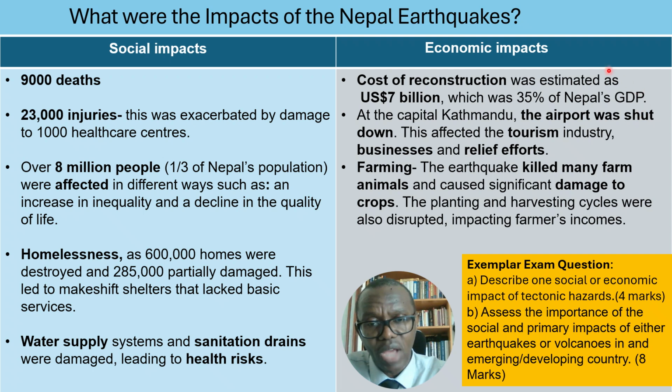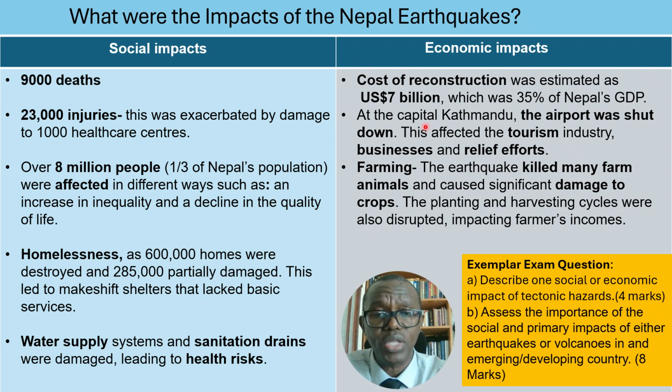Now, again, if you're discussing this, you can look at it from various angles. You can talk about the fact that the reconstruction process required outside help, so international donors may have come into play here. Nepal may have had to borrow money to help with the reconstruction process. If they are borrowing money and they are already a poor country, then that puts them in a cycle of debt. So there's a lot here that you could talk about or discuss in an 8-mark question.